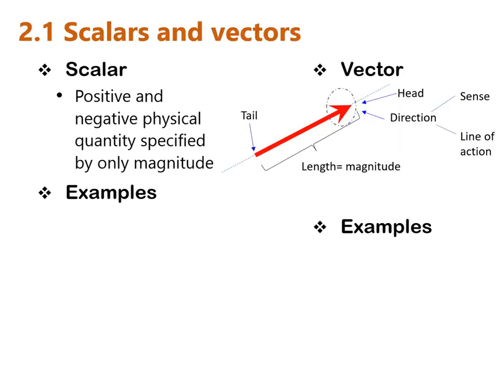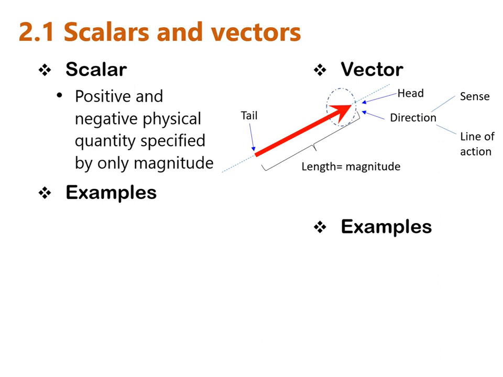So let's look into what is scalars and vectors. I hope you recall what is scalar and vector. So the scalars are positive and negative physical quantities specified only by magnitude and they don't have any direction. In case of vectors, they have magnitude and also they have a direction.